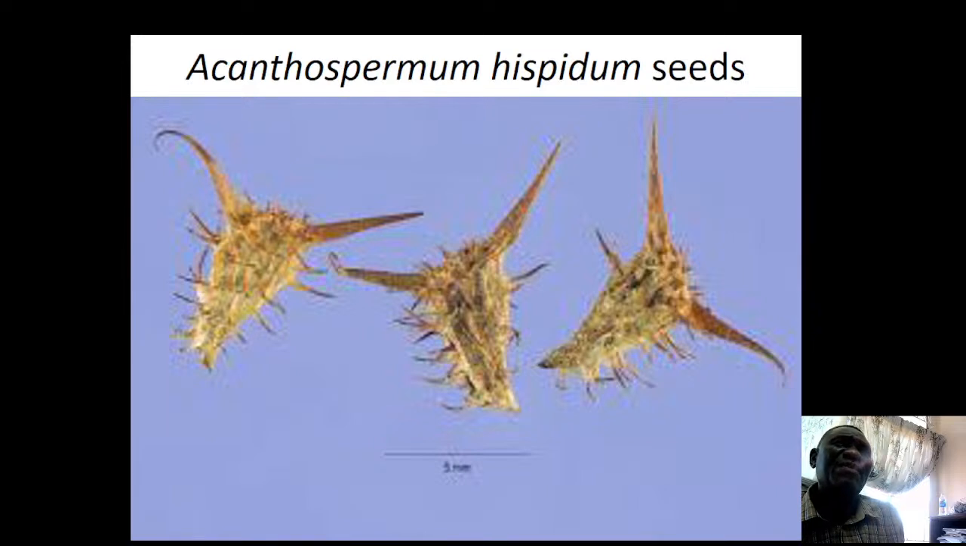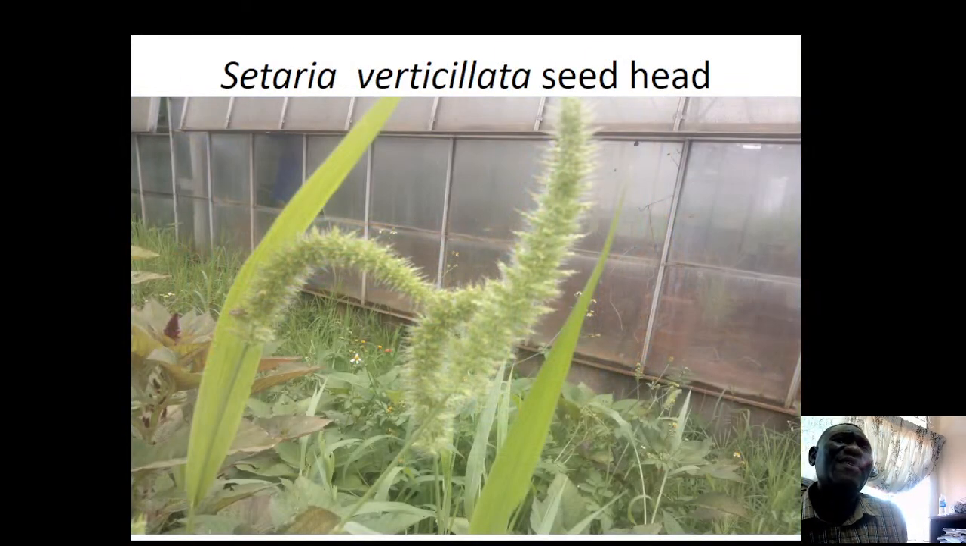Acanthospermum hispidum seeds also have those spines, and it can aid this weed to be dispersed by sticking either to animal skin or to clothes.